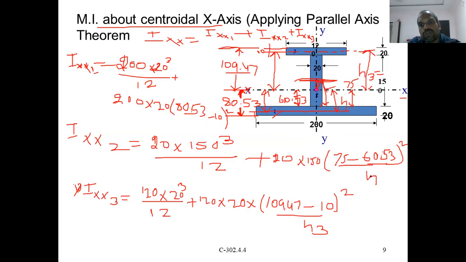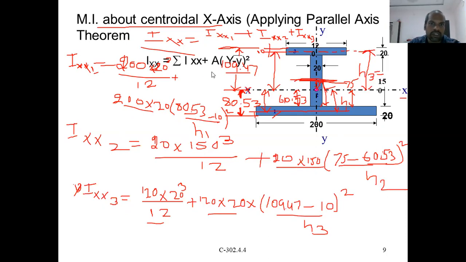This is H3, this is H2, and this is H1. This one is A2, this one is A3, this one is A1. This one is the moment of inertia about its centroidal axis, and this one is the moment of inertia about its own centroidal axis. Now you have Ixx1, Ixx2, Ixx3. Now add all the figures 1, 2, 3, and you will get the moment of inertia of the entire section. That's how you have to calculate. Now let us see how it is done.